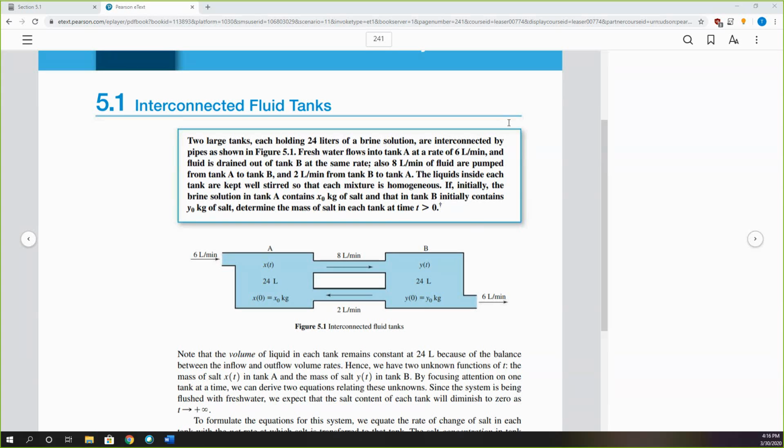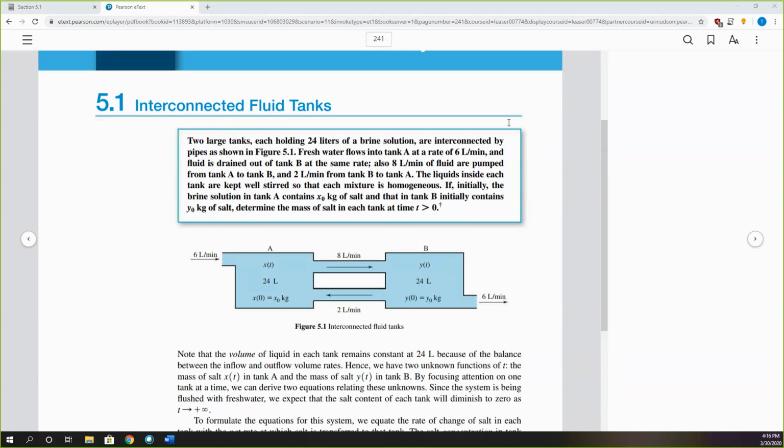Here we go. Section 5.1. Start. So in Chapter 5, what we're going to be doing is the same stuff we were doing before with solving these differential equations, but now we're not going to look at just one differential equation. We're going to look at a system of differential equations. Section 1 is all about solving this one problem. So here we go.